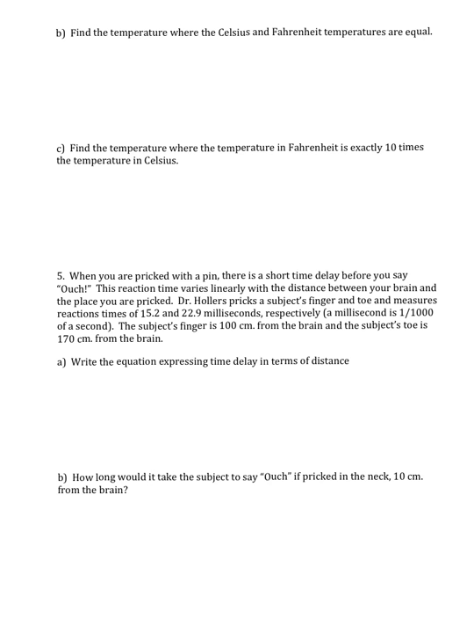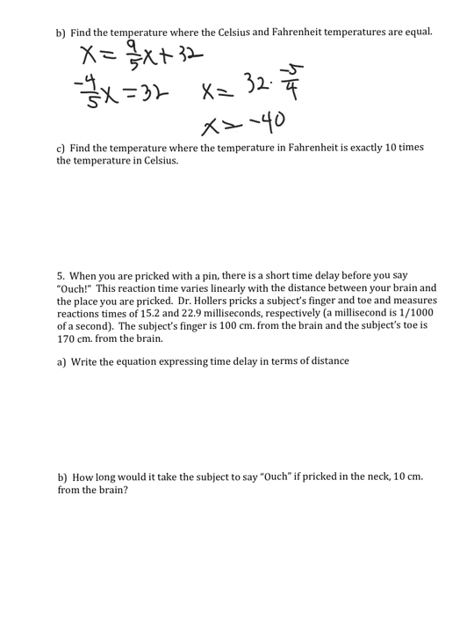Okay, now to find where the two temperatures are equal, we said x was our Celsius, so we're going to set our Celsius equal to our Fahrenheit, which we can express as 9/5 x plus 32. We subtract 9/5 x from both sides to get negative 4/5 x is equal to 32. Then we multiply both sides by negative 5 over 4 to get x is equal to 32 times negative 5 over 4, or x is equal to negative 40. That means when the Celsius temperature is negative 40, the Fahrenheit temperature will also be negative 40.